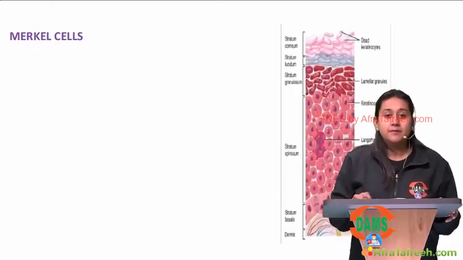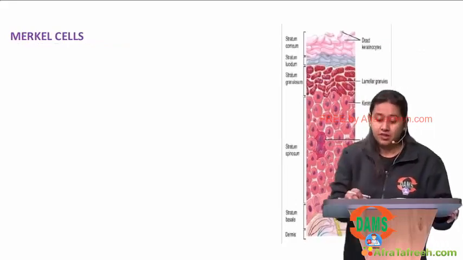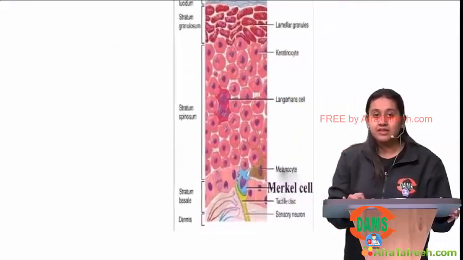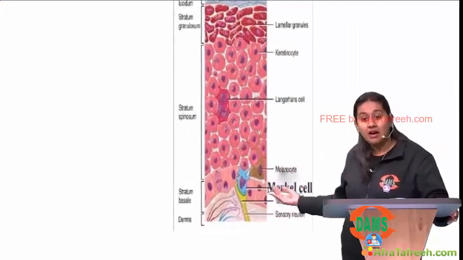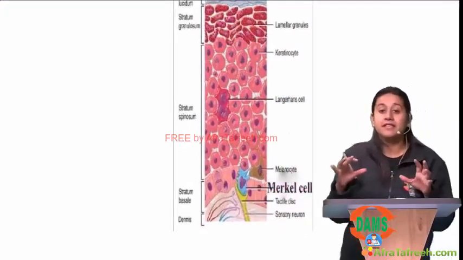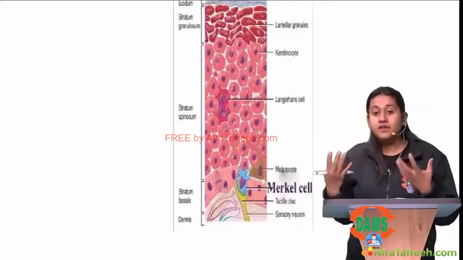Now Merkel cell, where is it located? If you look at this image, Merkel cell is located at the lower part. Again, it is located at the stratum basale. What is the function of Merkel cell?